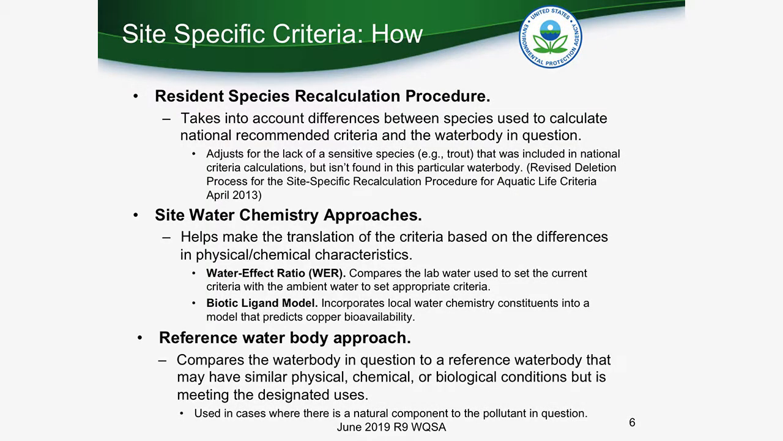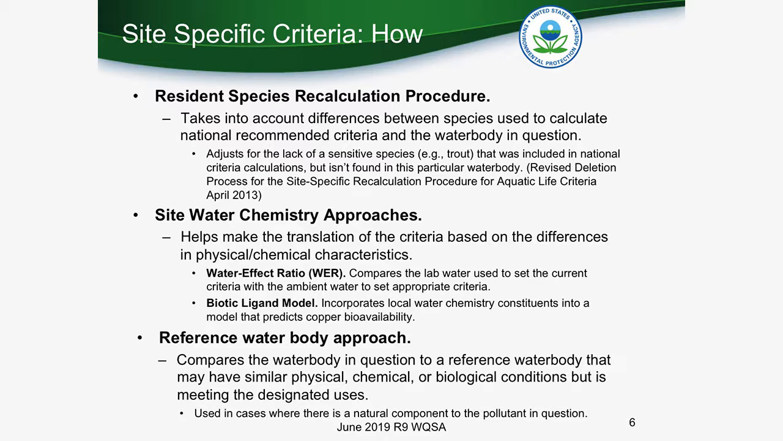The biotic ligand model is another approach. Basically, what that says is there are things in water that we know of that affect toxicity, and we can model those. So it's things like dissolved organic carbon, and things like cations and anions. It's those types of things that we know. And so the water effect ratio is really just empirical. I'm going to test this to that.